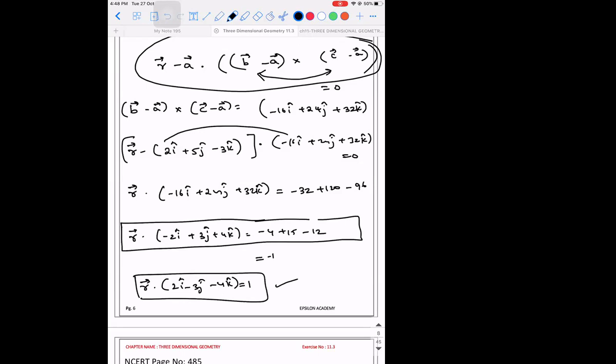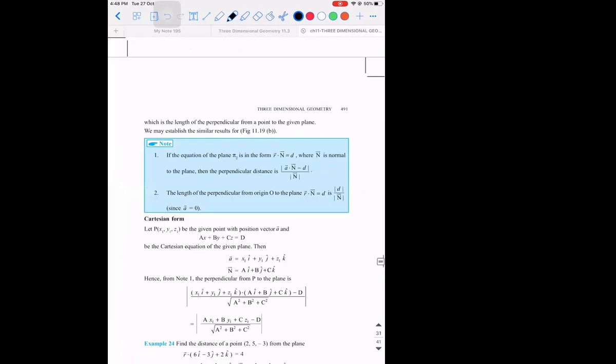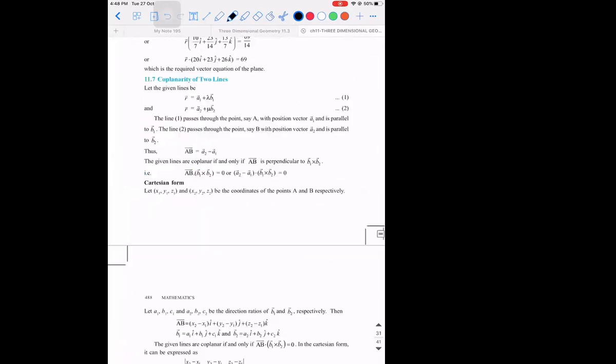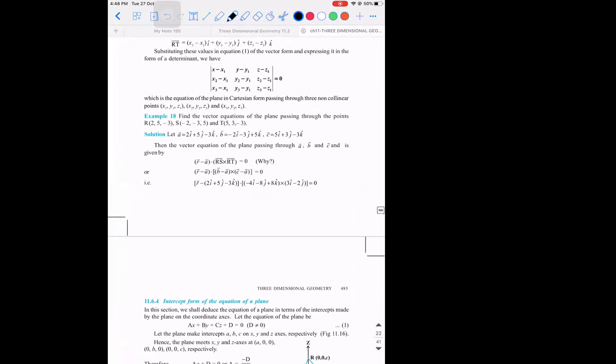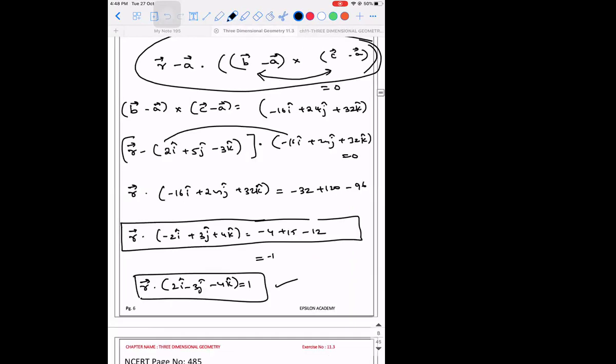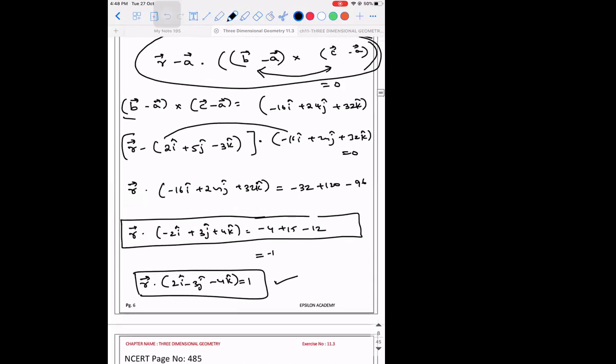So what is the answer? This problem number, what? 18, sir. Oh, they left it like this. Okay, so this is the required equation. If they ask you for 1 mark, you can actually leave it in this form itself.